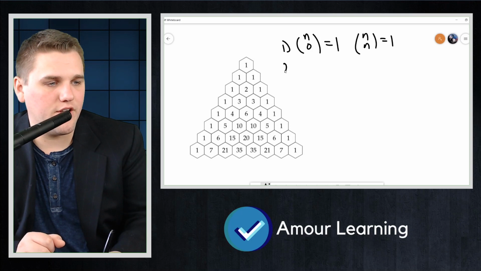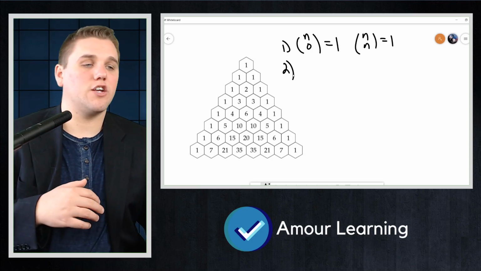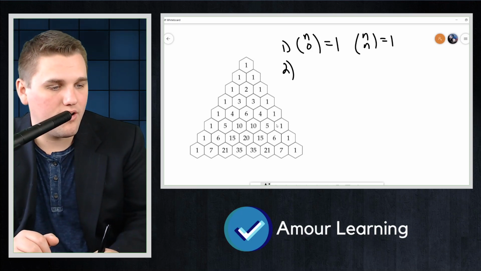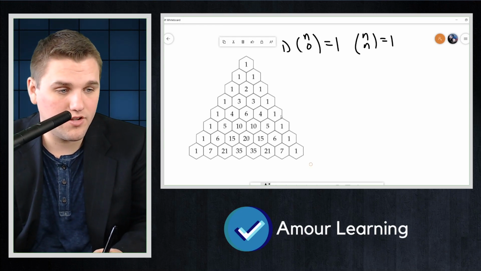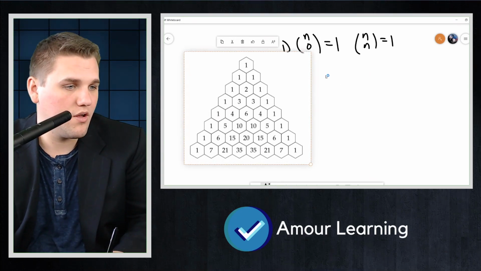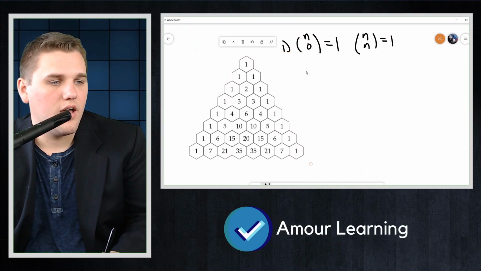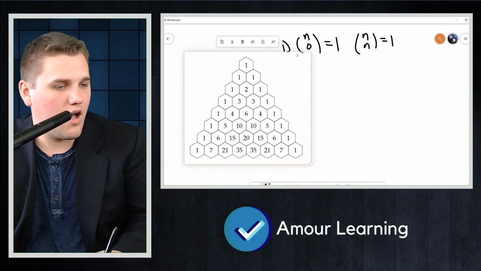What was the second observation we made? The second observation was that any given number is the sum of the 2 numbers above it, so long as it's not a boundary number. Okay, so that means that, what does that mean?